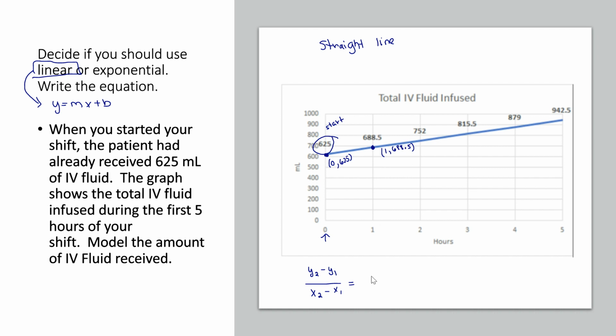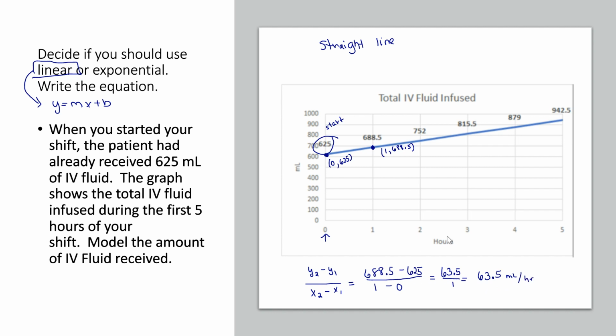So I always start with my second ordered pair. So in this case, 688.5 minus the 625. And then going the same direction with the x values, so 1 minus 0. So I get 63.5 over 1, which literally simplifies to 63.5. So this is the slope. This is a change of 63.5 milliliters over the course of an hour.